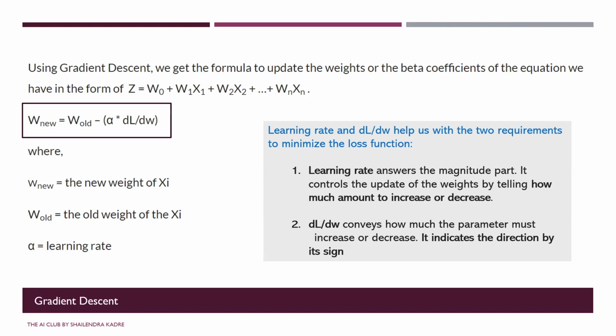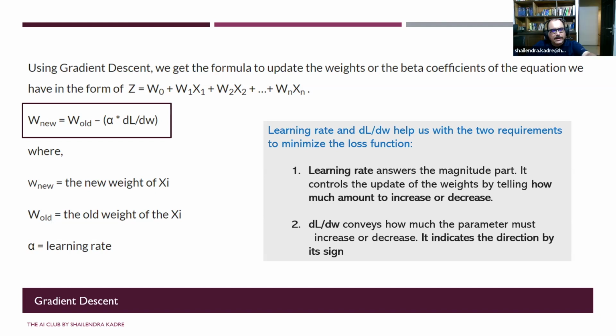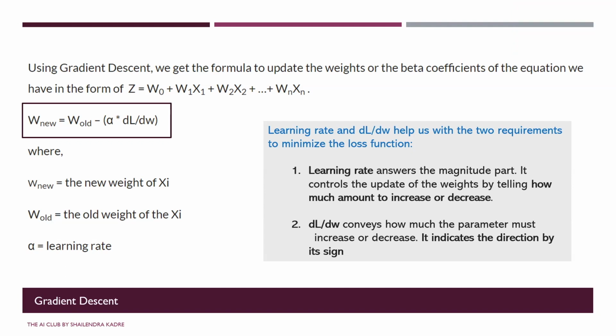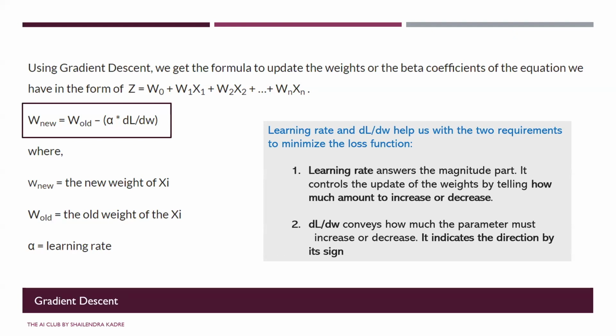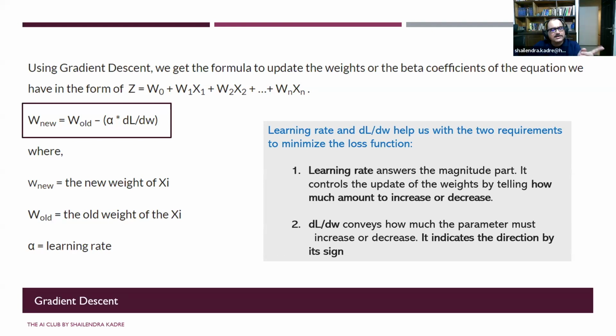The value of learning rate which gets applied to this equation in the box depends on the optimizer. Some optimizers take a different value of learning rate for every weight value and bias value, and some optimizers may take the same value. We'll talk about this in more detail in the slides to come, but it depends on the optimizer.